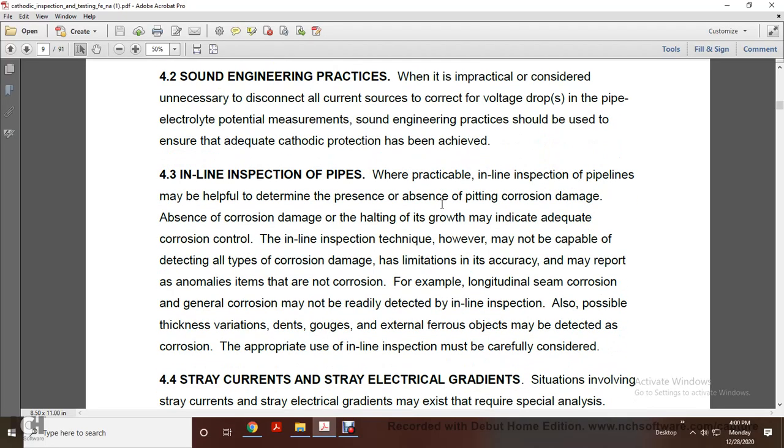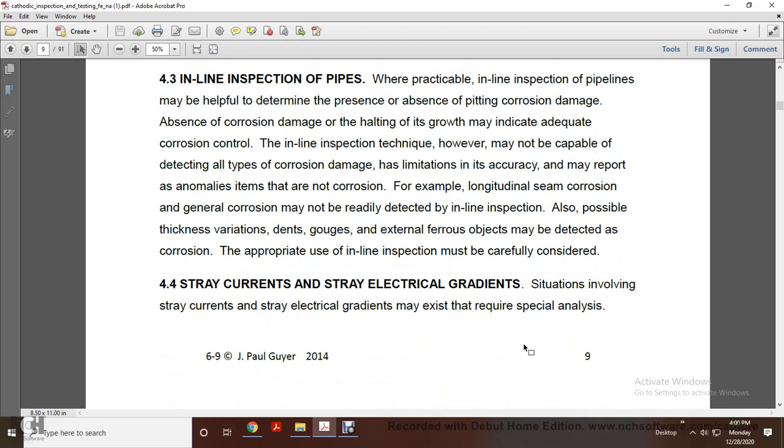4.3. Inline inspection of the pipe. Inline inspection of pipelines may be used to determine the presence or absence of pipe corrosion damage. Absence of corrosion damage, or halted growth, may indicate adequate corrosion control. Inline inspection techniques, however, may not be capable of detecting all types of corrosion damage. With limited accuracy, they may report anomalies that are not corrosion. For example, longitudinal seam corrosion and general corrosion may not be readily detected by inline inspection, while thickness variations, dents, gouges, and external objects may be detected as corrosion. The appropriate use of inline inspection must be carefully considered.